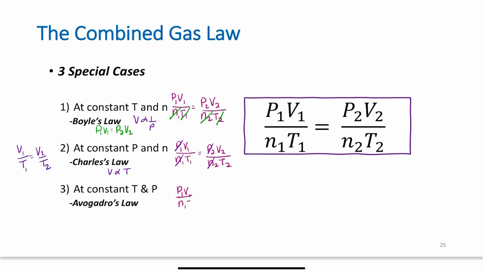P1V1 over N1T1 equals P2V2 over N2T2. And here, it's constant temperature and pressure. So I get V1 over N1 equals V2 over N2. And Avogadro's law tells me that volume is proportional to the number of moles.